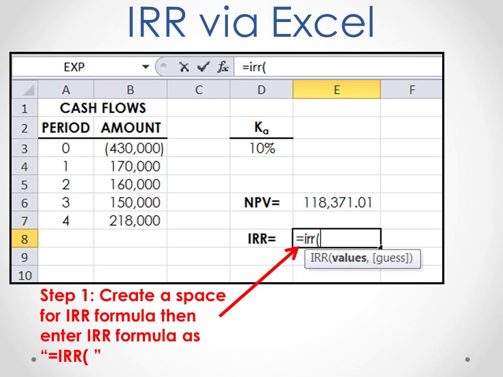In order to calculate the IRR via Excel, that is even easier than calculating a net present value. And you thought the net present value was pretty easy. So here in cell D8, I typed in IRR equals, just so that the person would know that in the cell to the right of that, in cell E8, we're going to actually put the internal rate of return. To calculate the IRR, you just simply type in equals IRR, and then you put in a parenthesis, and you notice the only thing that is highlighted is values. You can ignore where it says guess. Okay, let's go to the next slide.